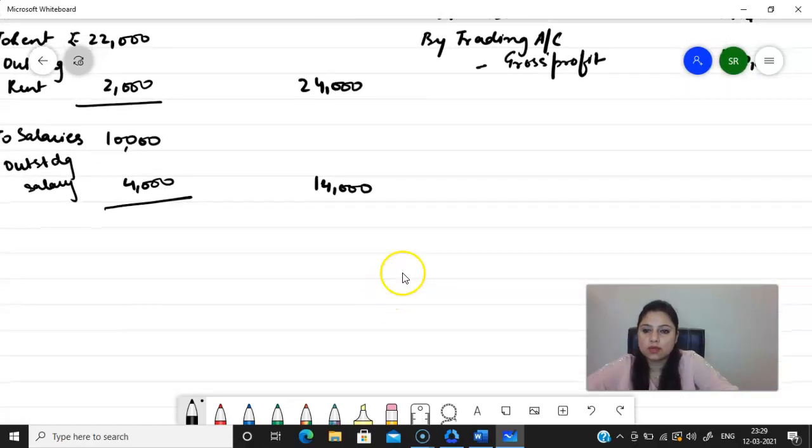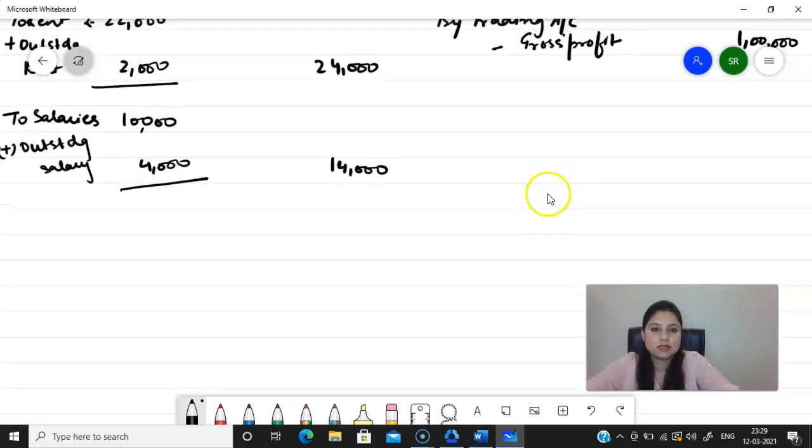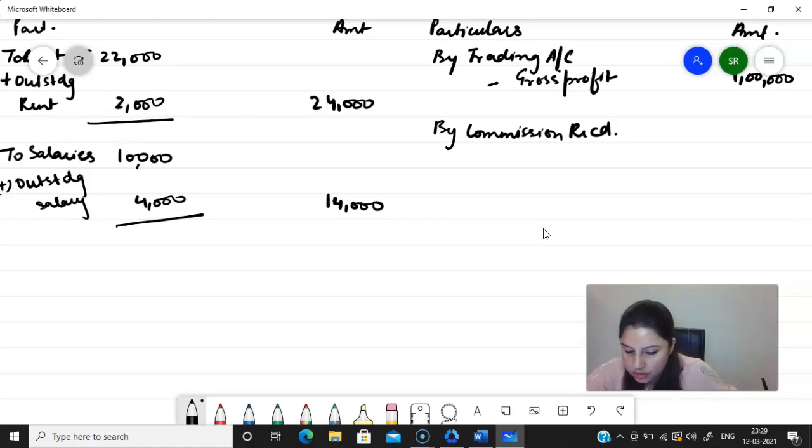Further, we have been given in the question, after that, commission, which is a credit. So we will be taking it on the credit side and recording commission, so by commission received, amounting to commission, which is 12,000.